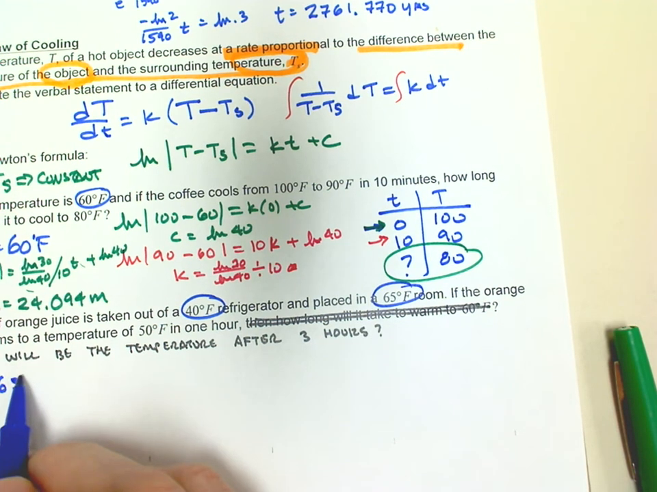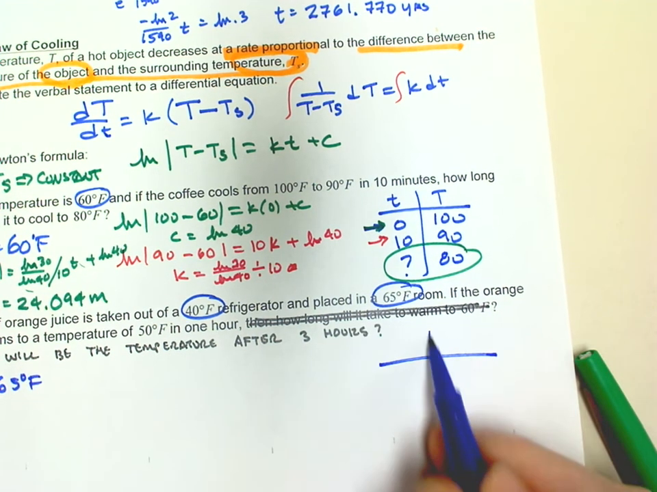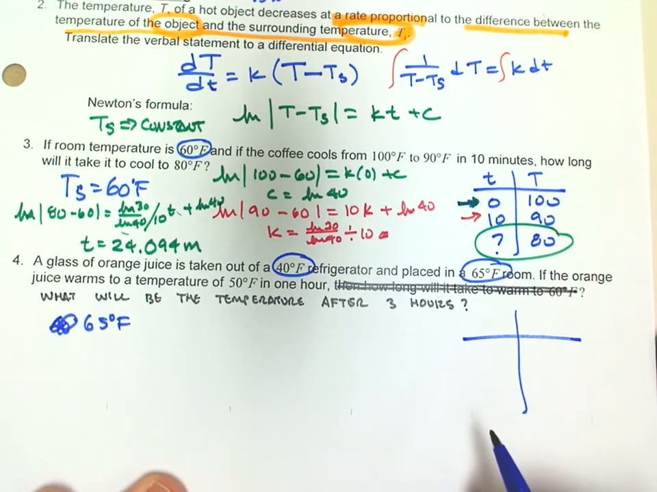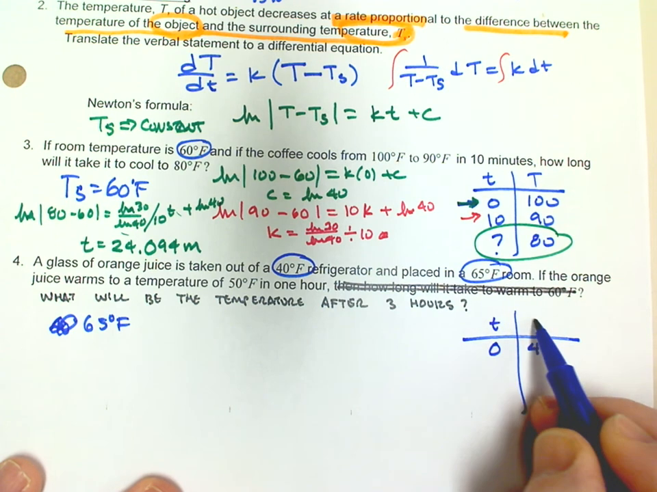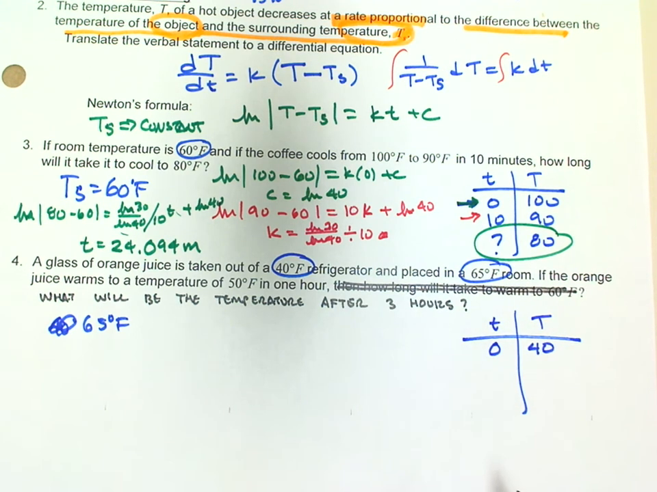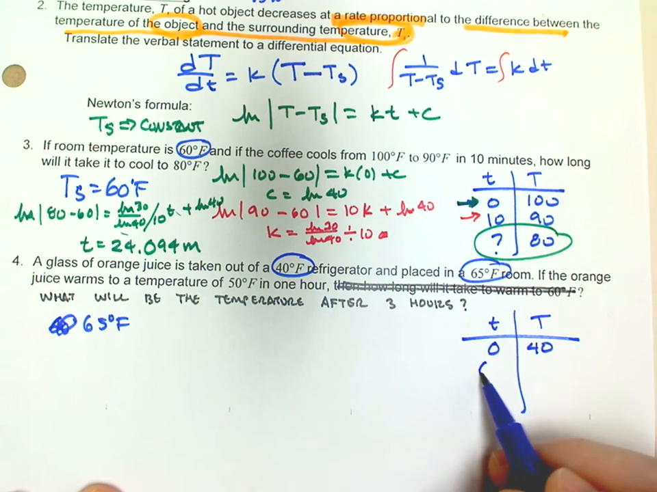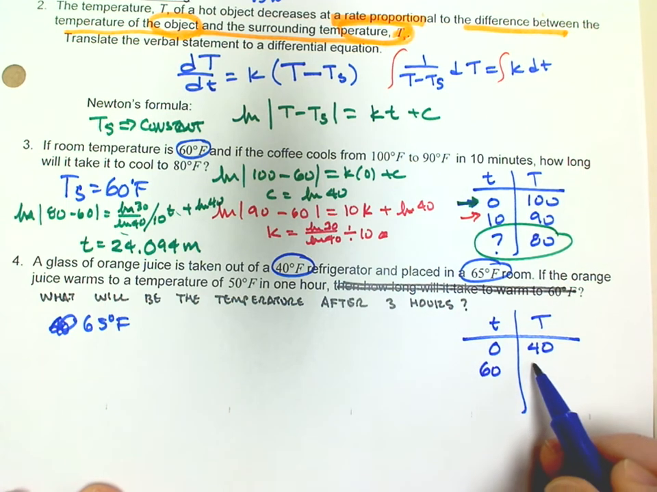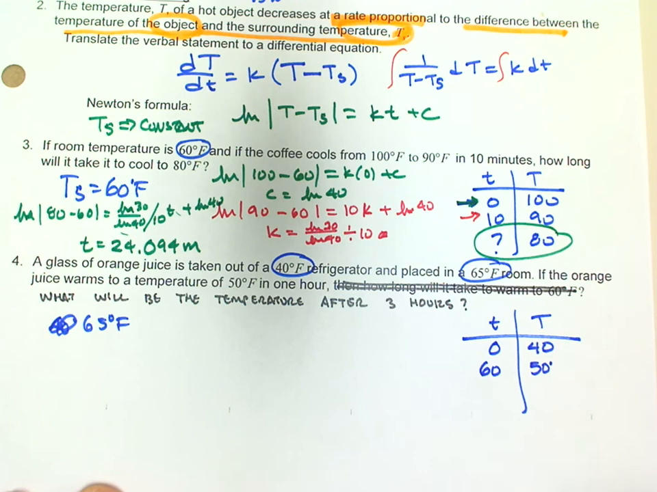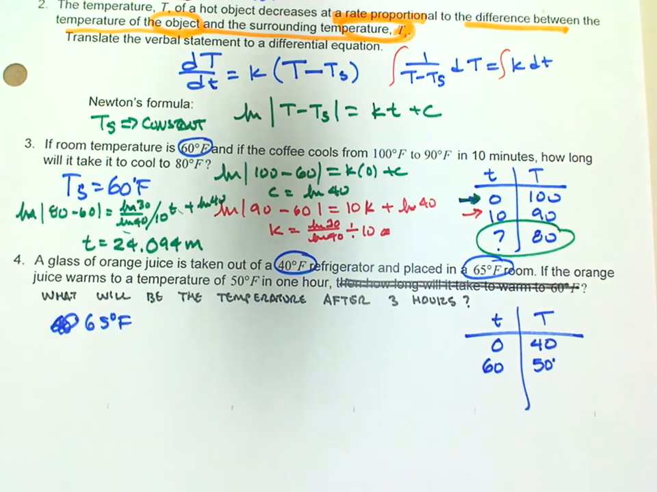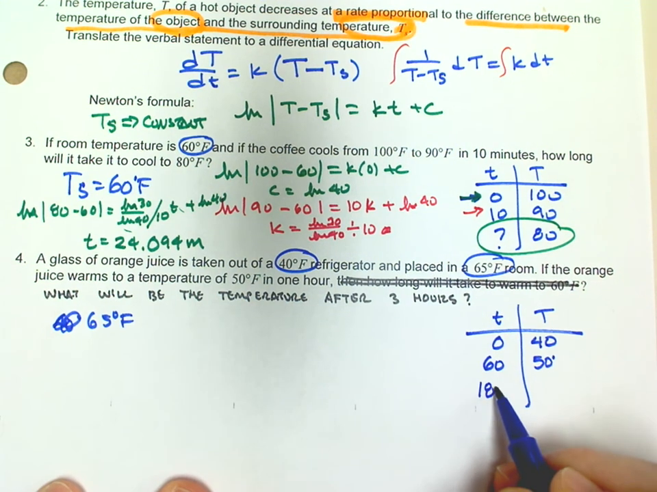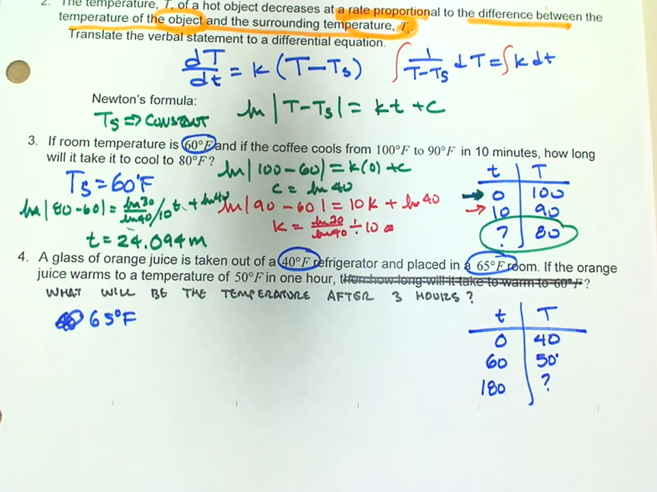Okay. Next one says, again, we have a surrounding temperature of 65 degrees. The orange juice is taken out of the 40 degree refrigerator, therefore it should be at time T equals 0, 40 degrees. And 1 hour later, or 60 minutes later, we're at 50 degrees. It says what will be the temperature after 3 hours, or 180 minutes.